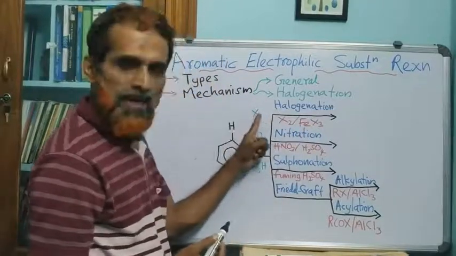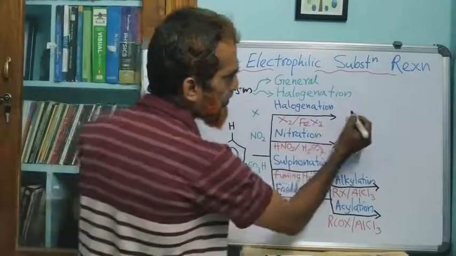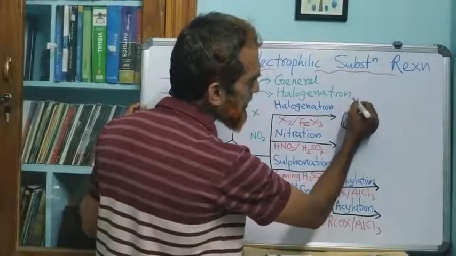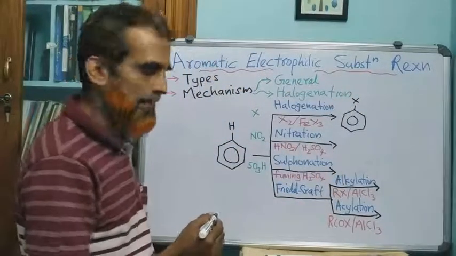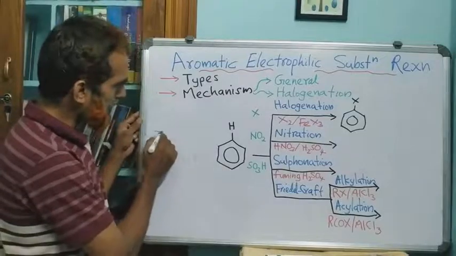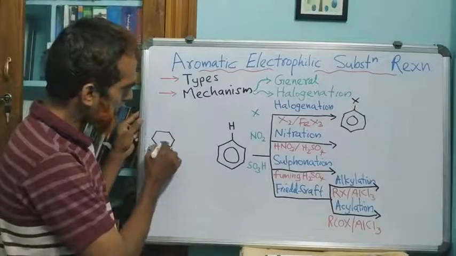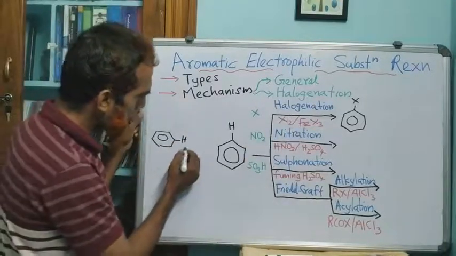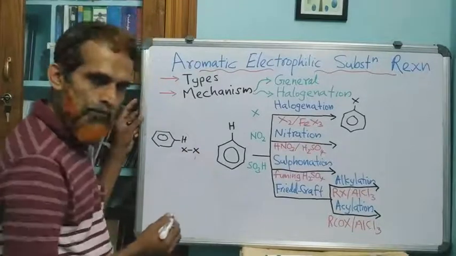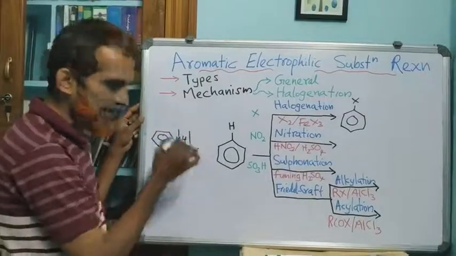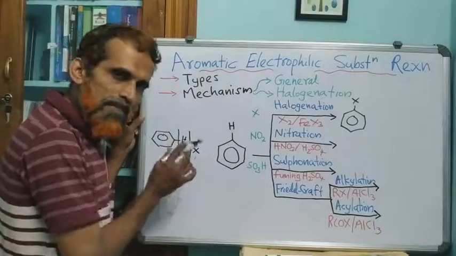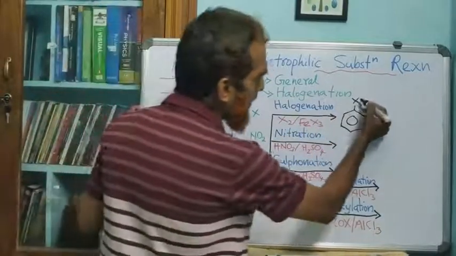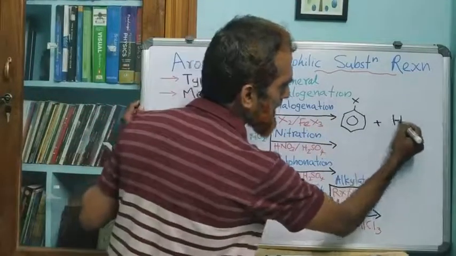So H is replaced by X, that is halogenation. So what is the product obtained? H is replaced by halogen, so you get halobenzene. The reaction can be visualized like this. This H is replaced by X. So the reagent X2 comes like this. And this is what happens. H will combine with one X and form the byproduct as HX, and X will take the place of H. So the product is halobenzene plus a byproduct, that is HX.